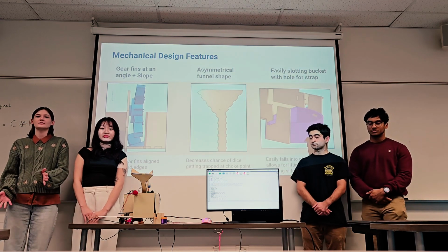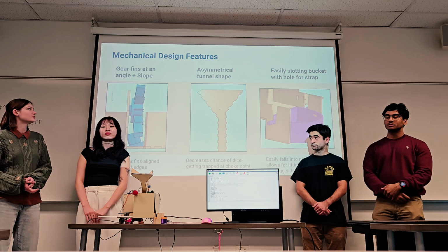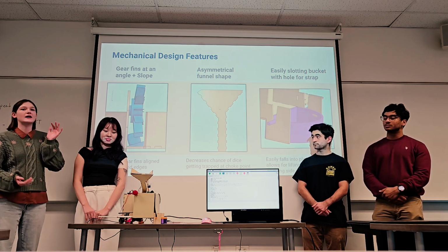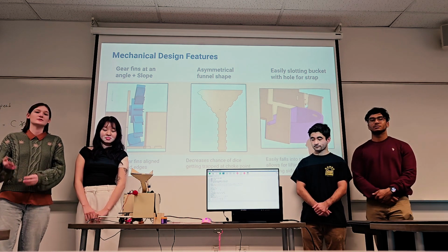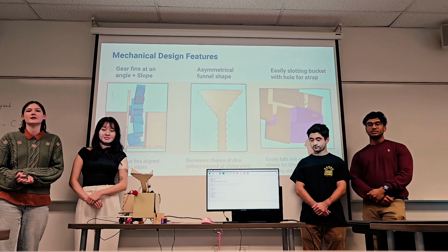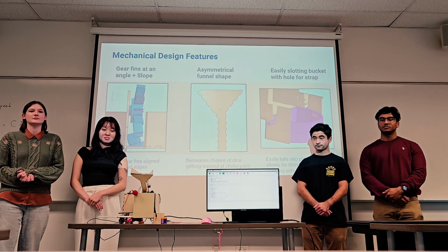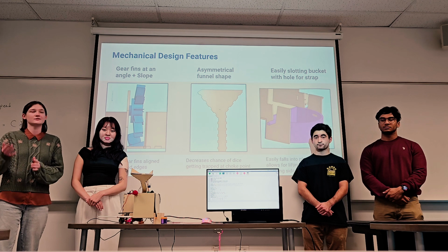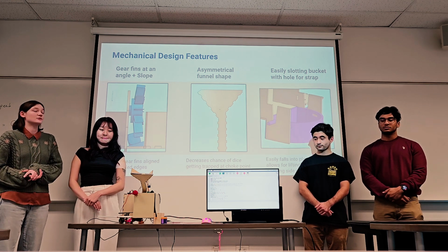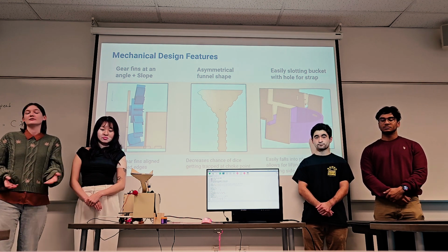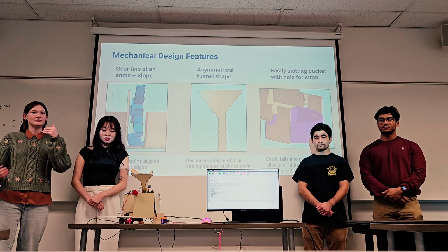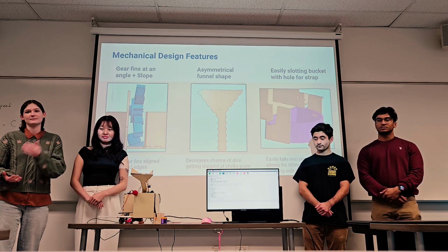For the mechanical design considerations, we made sure that the gear fins were at an angle in addition to a slope at the bottom of the tube so that the fins caught the dice at their rounded corners as opposed to their less rounded flat edges. We also had an asymmetrical funnel shape, so that if the dice are poured in, they do not reach the base of the funnel at the same time.